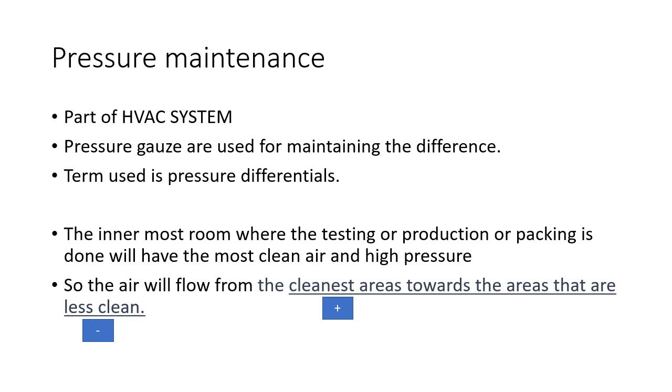Okay, so you will see that some of the seniors, while talking about pressure maintenance, say that this room has positive pressure as compared to this room. So what do positive and negative denote here? When you compare two rooms, one room will always have a higher pressure and that is denoted as positive, and the one which has less pressure will be denoted as negative. So after temperature and humidity, you also need to focus on pressure. I hope this concept is clear.